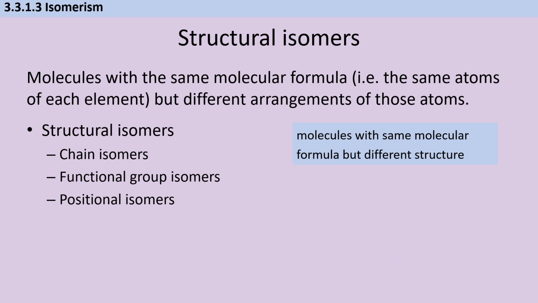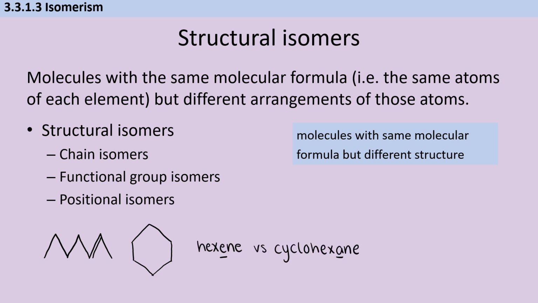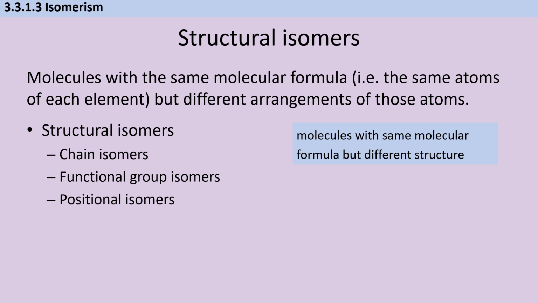Another example would be hexene and cyclohexane. They're both C6H12, but due to the cyclical nature of the second molecule, it doesn't need a double bond, and this affects the chemistry. The molecule on the left would decolorize bromine water, but the molecule on the right would not. Then we have positional isomers, where the functional group is the same, just in a different place.